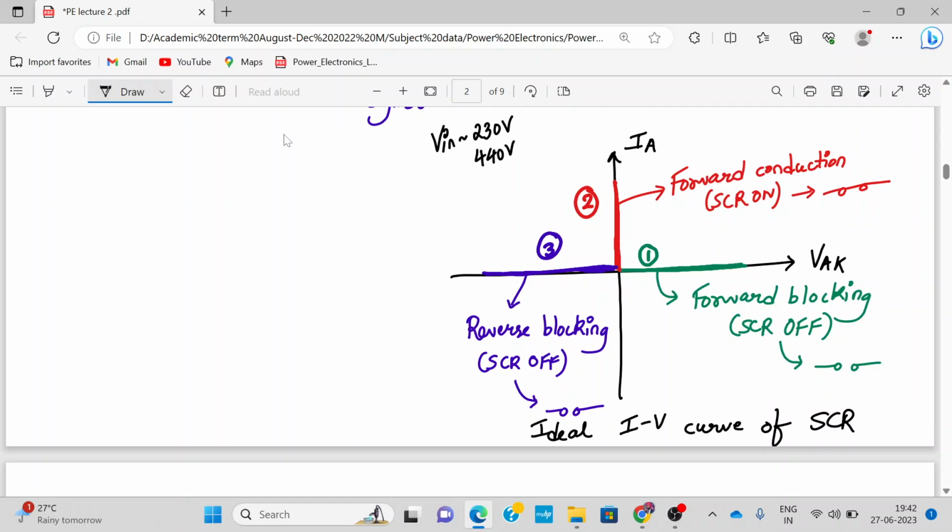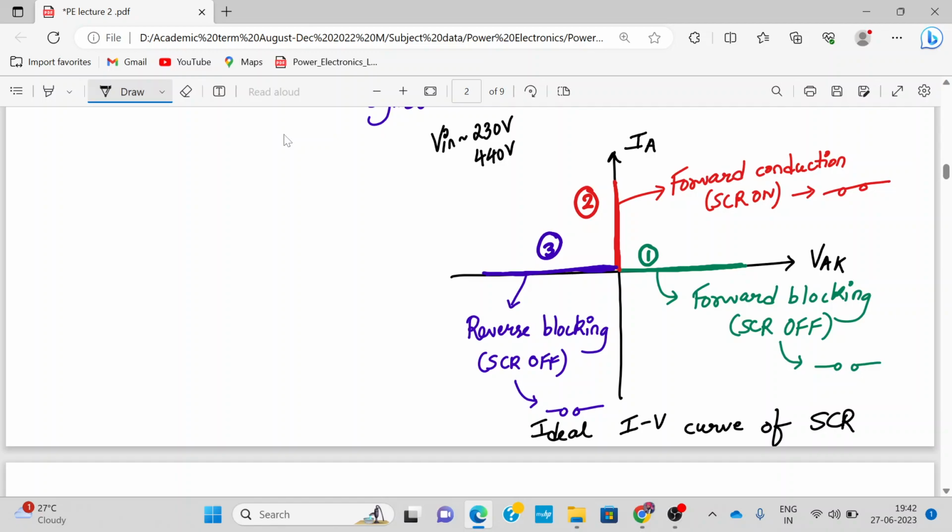That's why dealing with the ideal IV characteristics is very relevant. So in region number one, we keep on applying the forward voltage VAK positive, but there is no current. So SCR is off. In region number two, even for a positive value of VAK, the current starts shooting up. So that is the forward conduction state, and the voltage drop across the SCR here is zero. And in the third case, the voltage across anode and cathode is negative. You go on increasing it, still the SCR will remain in the off state.